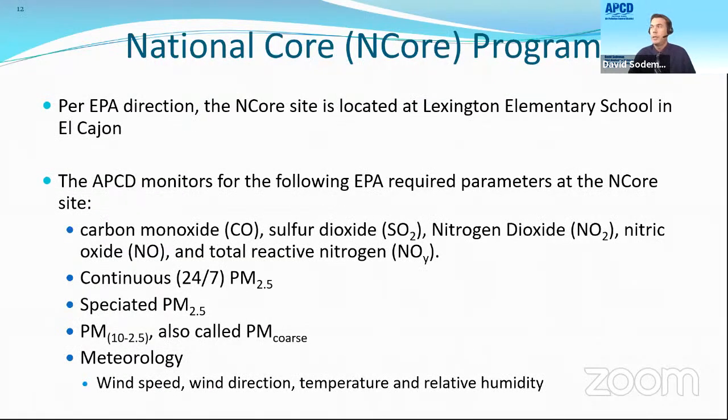EPA has also directed the district to operate the National Core Program at our station in El Cajon. This national program measures the below compounds. The purpose of this program is to support long-term multiple science and policy objectives by providing the latest gaseous and particulate technology across a broad array of representative urban and rural locations. This national program has 63 urban sites and 17 rural sites across the United States.